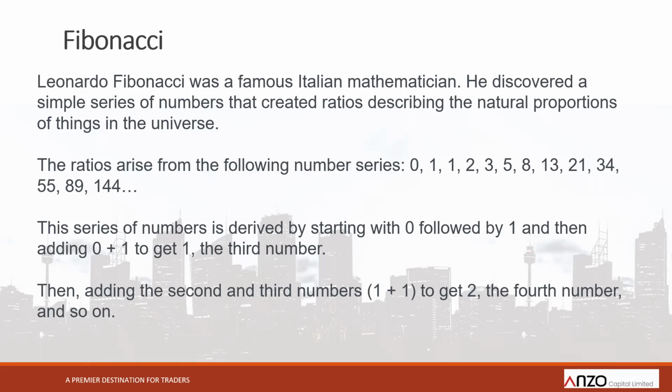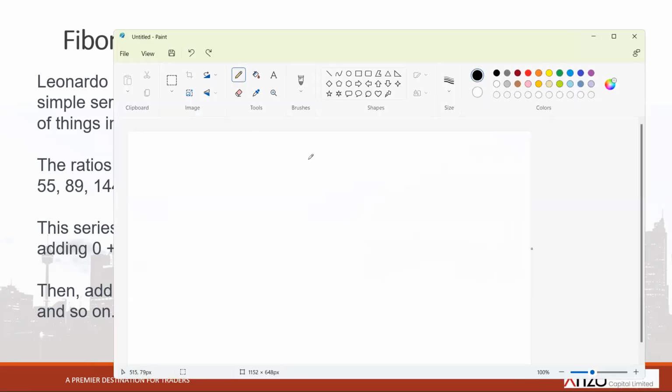Also, basically, the ratio arises from the series of following numbers. It starts with the number 0, the first number on the numeric table, followed by 1. So you have 0, and then 1, then 1 again. Then you add 1 plus 1, so you have 2, and then you have 1.